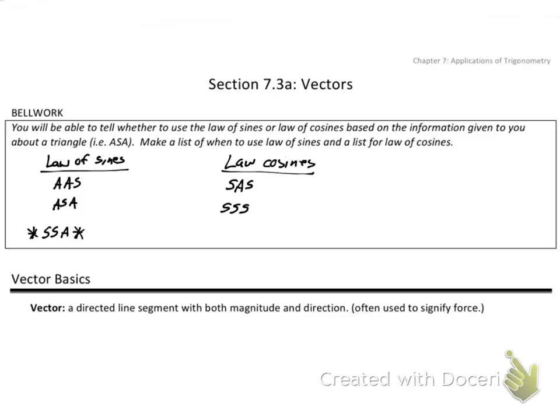a squared equals b squared plus c squared minus 2bc times the cosine of A. This was just a manipulated form. It could save you some time on the test.